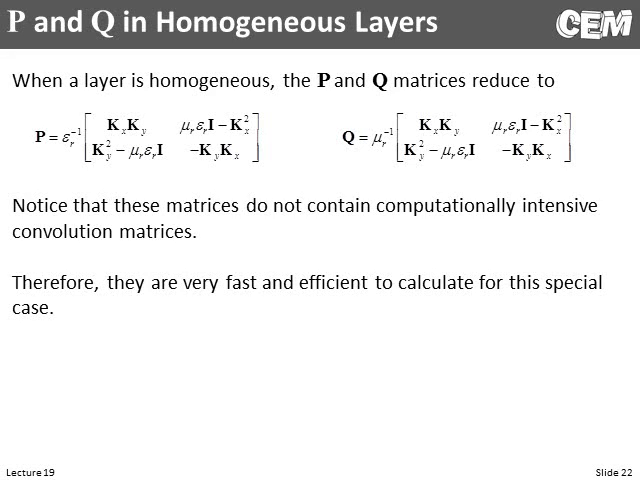So in the special case of P and Q in a homogeneous layer, it turns out, if you remember, the convolution matrix in a homogeneous material is just a diagonal matrix with the average value of that layer going down the diagonal. So our convolution matrices are identity matrices with a constant multiplying them. So in fact, for homogeneous layers, we don't have to construct convolution matrices, and in fact, it's best not to. And we calculate P and Q in homogeneous layers this way, where this mu and epsilon are not bolded, they're not convolution matrices, those are just scalar constants.